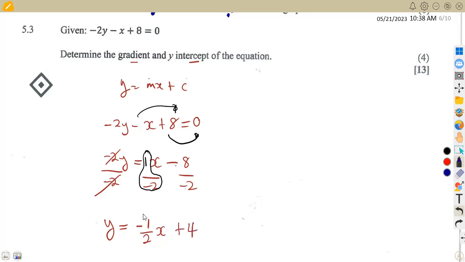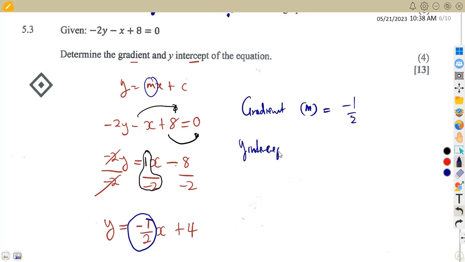From this part, we can see our gradient, which is m. m represents the gradient. So in this case, our gradient, which can be written as m, is -0.5. And the y-intercept, this part, the c represents the y-intercept, which is at 4.